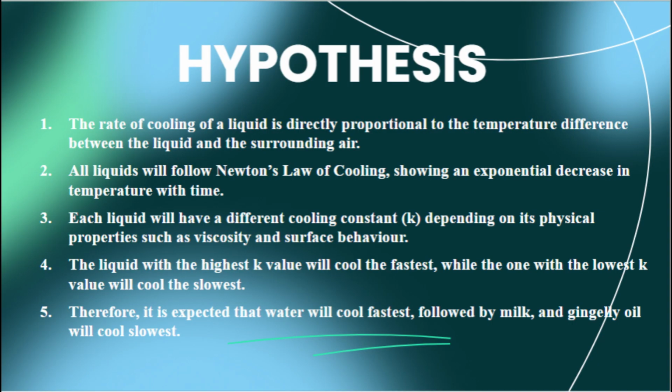The hypothesis for this experiment is that: 1. The rate of cooling of a liquid is directly proportional to the temperature difference between the liquid and the surrounding air. 2. All liquids will follow Newton's law of cooling, showing an exponential decrease in temperature with time. 3. Each liquid will have a different cooling constant, K, depending on its physical properties such as viscosity and surface behavior. 4. The liquid with the highest K value will cool the fastest, while the one with the lowest K value will cool the slowest.